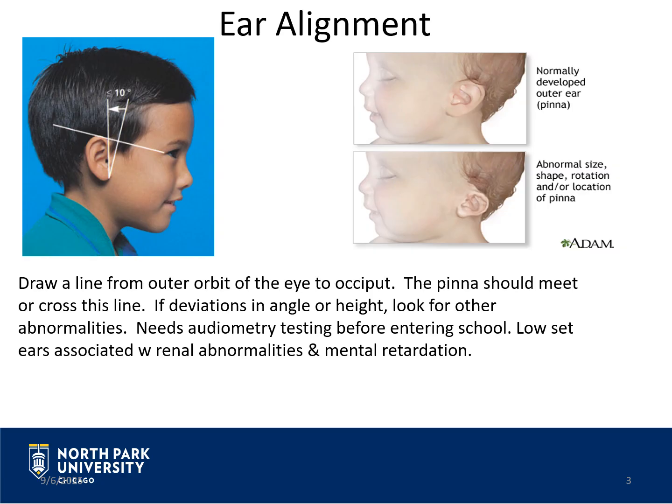So let's look at the ear alignment, and we're essentially drawing a line from the outer orbit of the eye to the occiput. The pinna should meet or cross the line. So if there are any deviations in the angle or the height, we're going to look at other things. So I hate the term mental retardation. Why didn't I change that? I got this slide off of something and I should have changed that. So that's a reduction in cognitive ability. Or it can also have something to do with renal abnormalities.